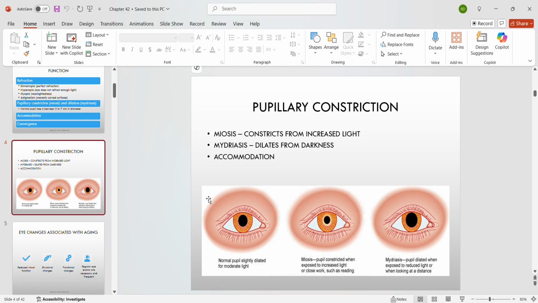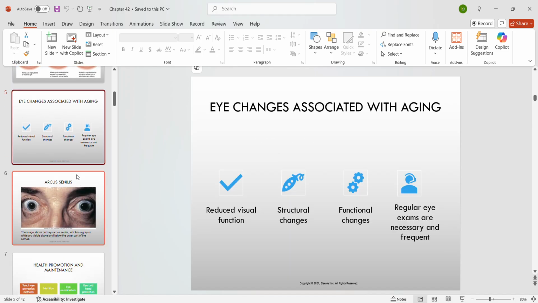You need to know that the miosis constricts when the light increases, and the mydriasis dilates the pupil when it becomes darker. So you remember that eye, because you'll see a lot of terms, miotics with an I. You know it's constricting the pupil. If you see mydriotics with a Y, it's wider, so it's dilating the pupil. So don't forget those.